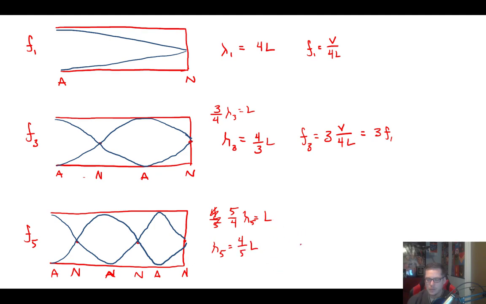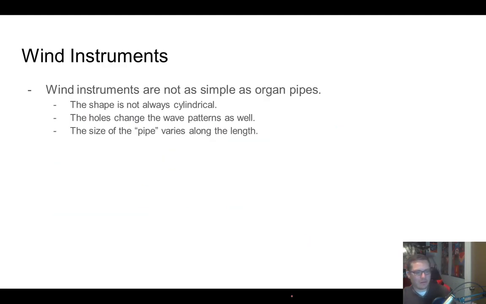Okay. So then the frequency of the fifth harmonic would be equal to 5 times V over 4L, which would just be 5 times the fundamental frequency. Now, that works really well for organ pipes because they're essentially just big long cylinders. Other wind instruments get more complicated, like flutes, clarinets, and saxophones. They all have keys and buttons, so they have different holes along the side and inside of them, and that makes the physics of the waves slightly different inside of them.